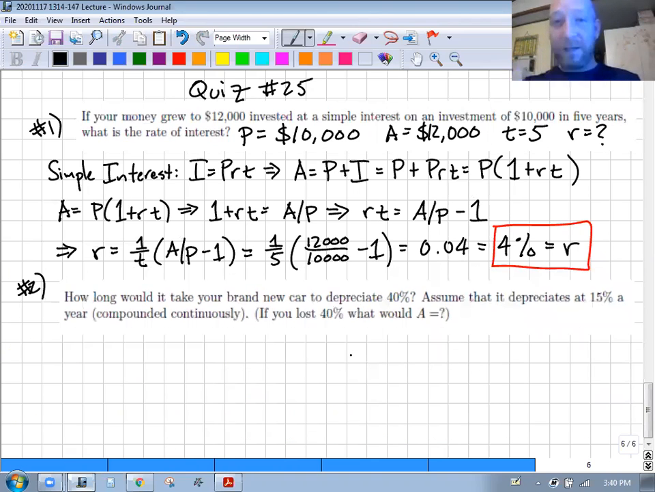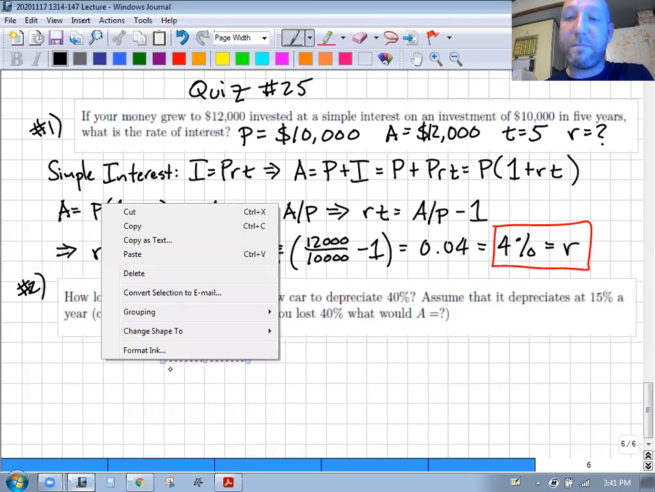Check out number 2 here. How long would it take your brand new car to depreciate 40%? Assume that it depreciates at 15% a year, compounded continuously. All right, and they say if you lost 40%, what would A be? Okay, well, let's think about this one. So you have some price, right? Whatever it is, it doesn't matter what your price is. They're saying the amount should end up being 40% of your price. So I could write that as 0.4P, no matter what the price is. That's what that means right there.